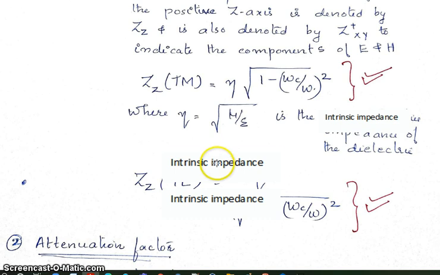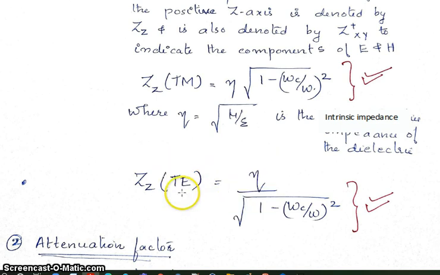Similarly, the wave impedance for the transverse electric mode is given by eta divided by square root of 1 minus (omega c by omega) the whole square, and these two are the expressions for wave impedance in TM mode and TE mode.